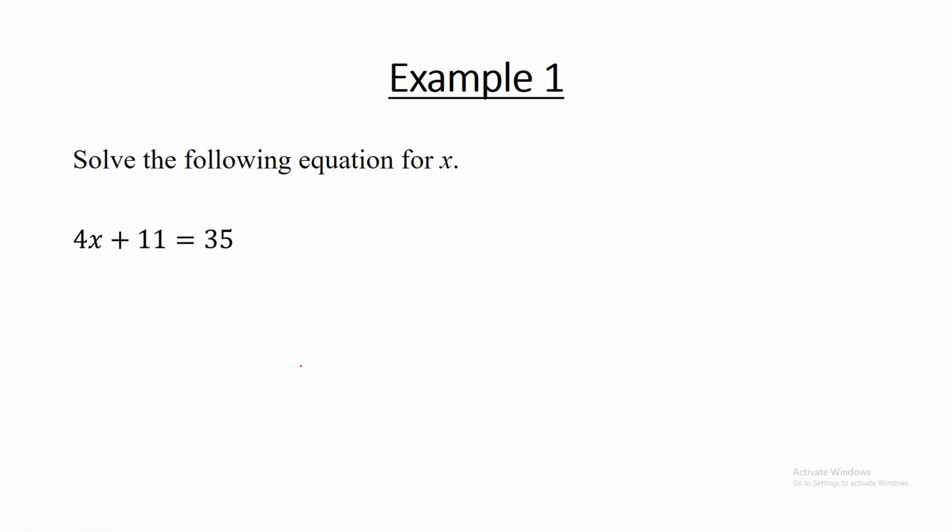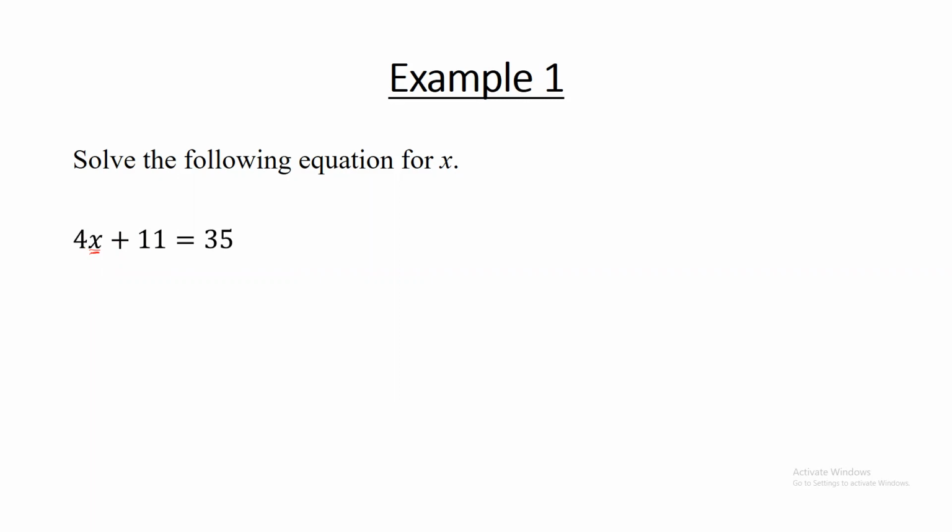Now remember, for the previous problems, when there was just one thing happening to x, we said, well, what is that thing that's happening? How do we undo it? Obviously there's more than one thing happening to x on the left side of the equation, right? There's addition and multiplication.